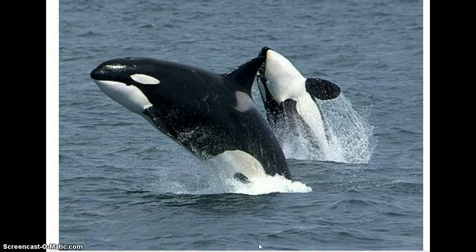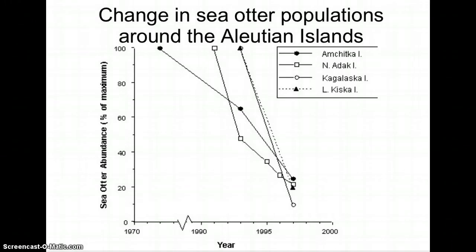First clue, there are killer whales near the Aleutian Islands. And here's just another chart, the sea otter abundance, the percentages around the Aleutian Islands, and it's each island broken down to the percentage of the sea otters over time. But it doesn't matter which island you are near, the population has declined a lot.